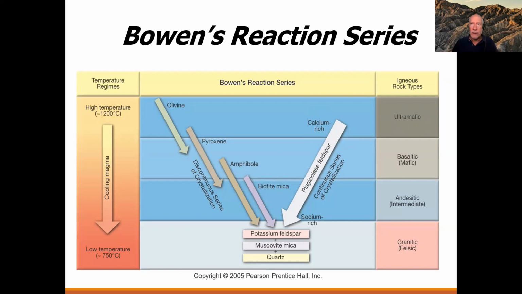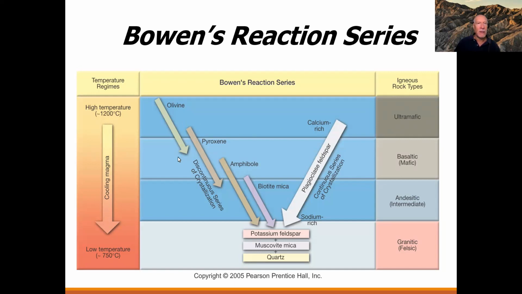Feldspar would prefer to use calcium in its crystal structure. But if it runs out of calcium, it will substitute sodium for it. So it starts out at the higher temperatures using calcium, and as it starts cooling down, it starts running out of calcium and substitutes sodium for it. And so that's why we call it a continuous series. So this top layer up here is our ultramafic rocks. They're going to be made out of olivine, maybe a little bit of pyroxene or calcium-rich plagioclase.